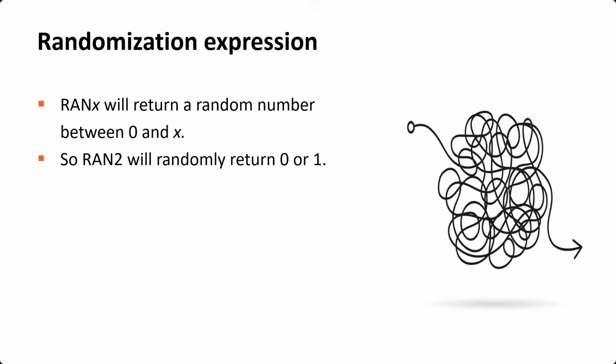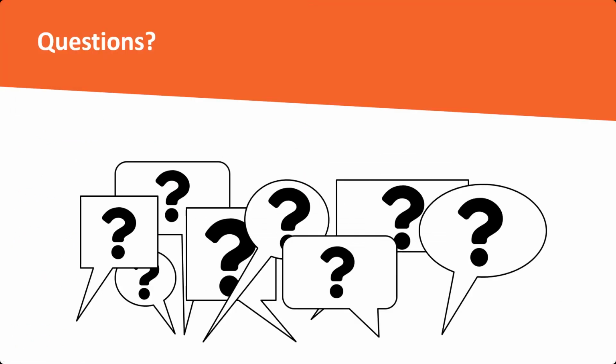Randomization expression. There is an expression where you can draw a random number. The expression is rand x, where x is a number, and that will return a random number between 0 and x. So rand 2 will randomly return either 0 or 1. Remember, this is an expression, so this needs to be between square brackets. Any questions at this point?